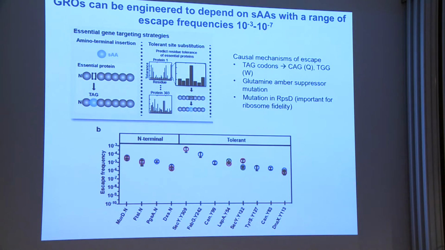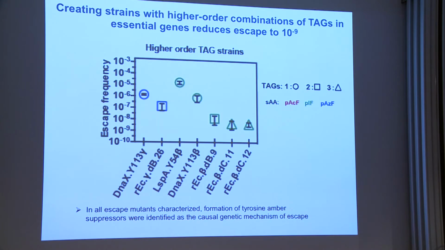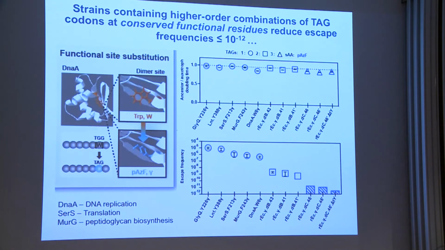And so we first employed approaches where we basically just tried to introduce these synthetic amino acids right at the amino terminal of proteins, as well as using some computational design to identify tolerant sites that allowed us to achieve escape frequencies on the order of 10 to the minus 3, 10 to the minus 7, which are good, but really don't show a significant improvement over current state of the art or the kind of containment that we really need to address those other problems. Clearly, creating higher combinations of these UAG codons drives those escape frequencies down to about 10 to the minus 9, which is going in the right direction, but still not where we want to be.